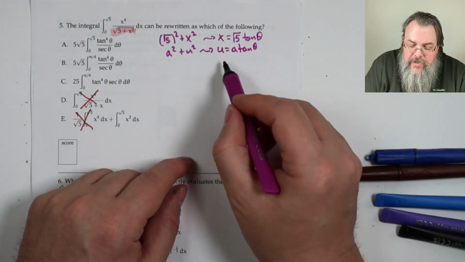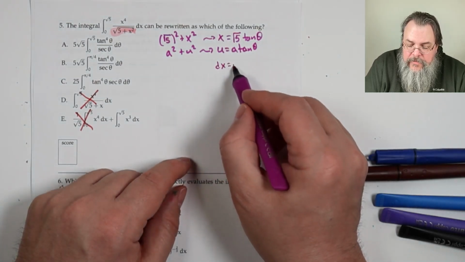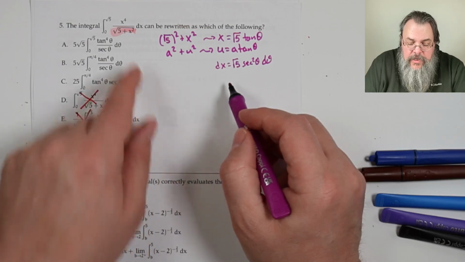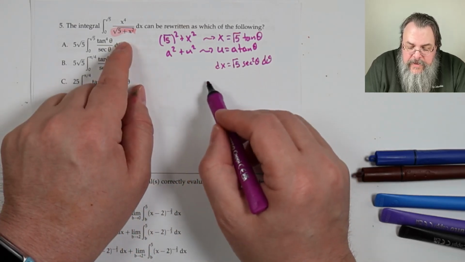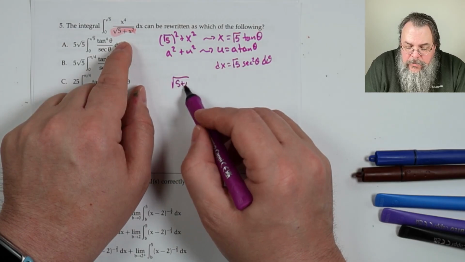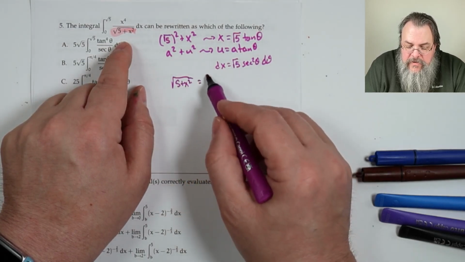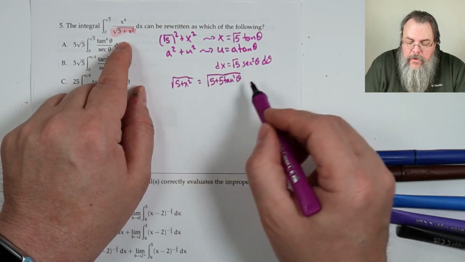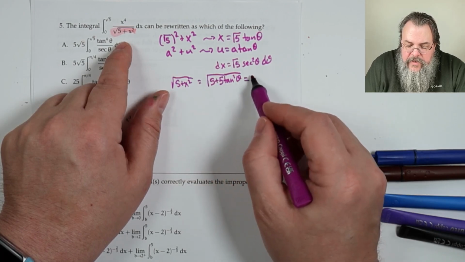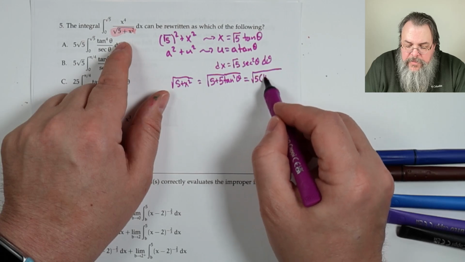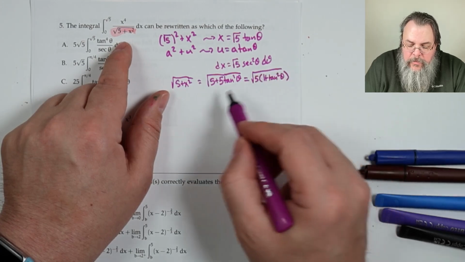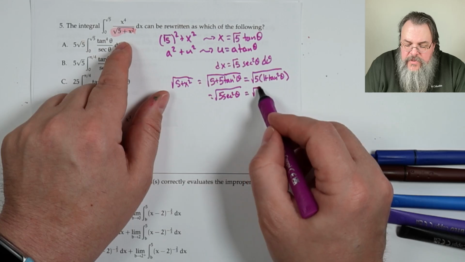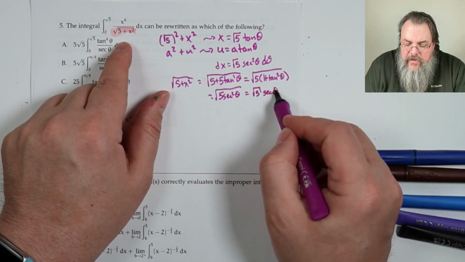Now, we have to do some work. We say, well, what does dx become? Derivative of tangent, secant squared theta d theta. And the other thing is, what happens to the square root of 5 plus x squared? Well, it's going to become something nice. It's going to become the square root of 5 plus 5 tangent squared. And you can pull off a 5 on the inside, so the square root of 5 times 1 plus tangent squared. Well, that's the square root of 5 secant squared, which is square root of 5 secant.